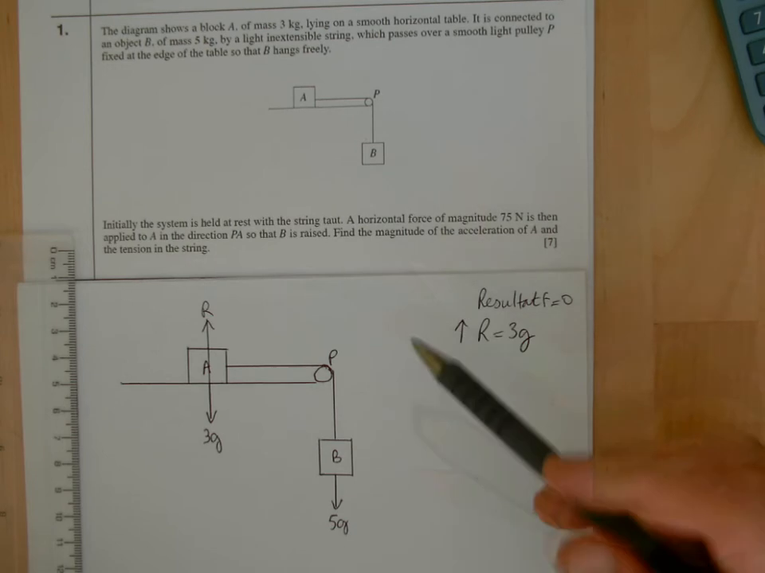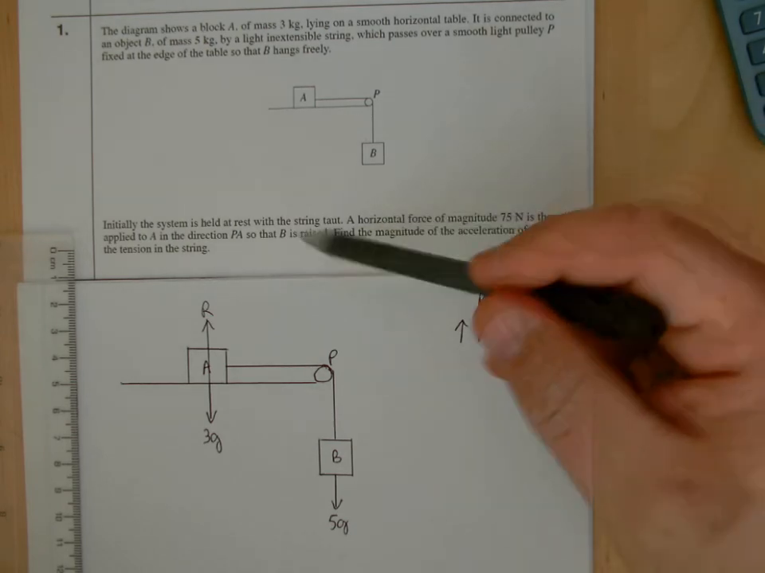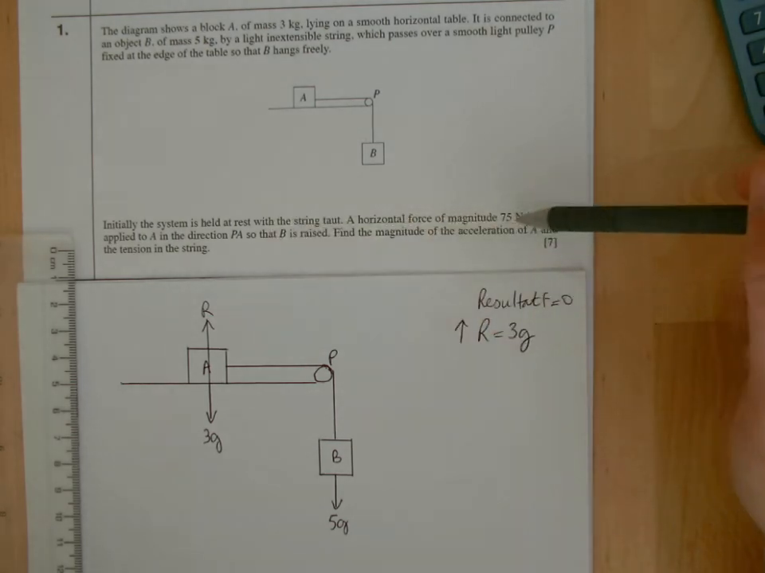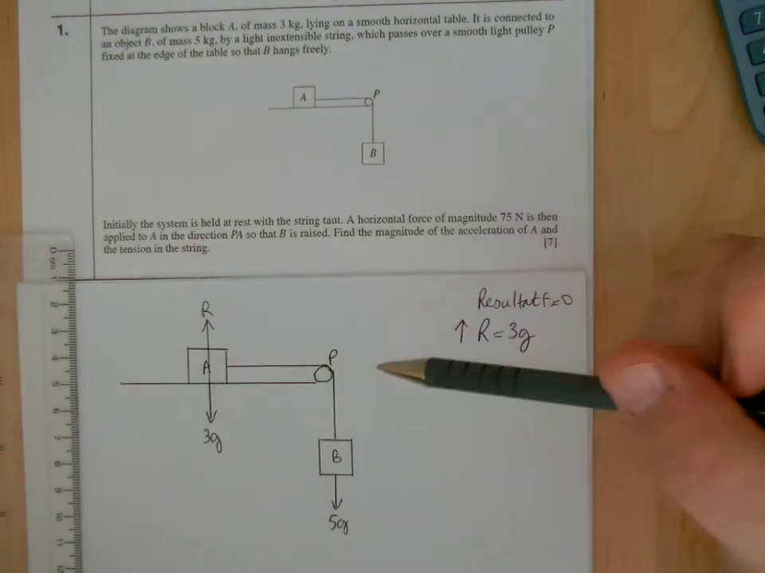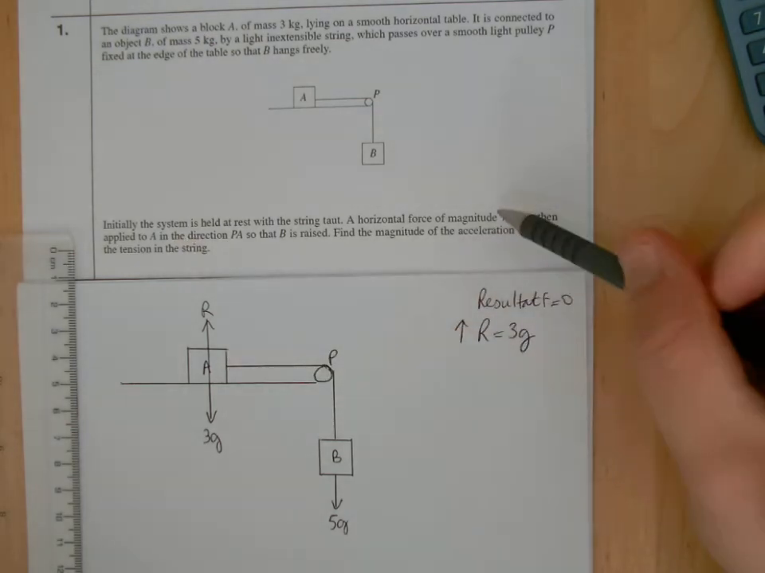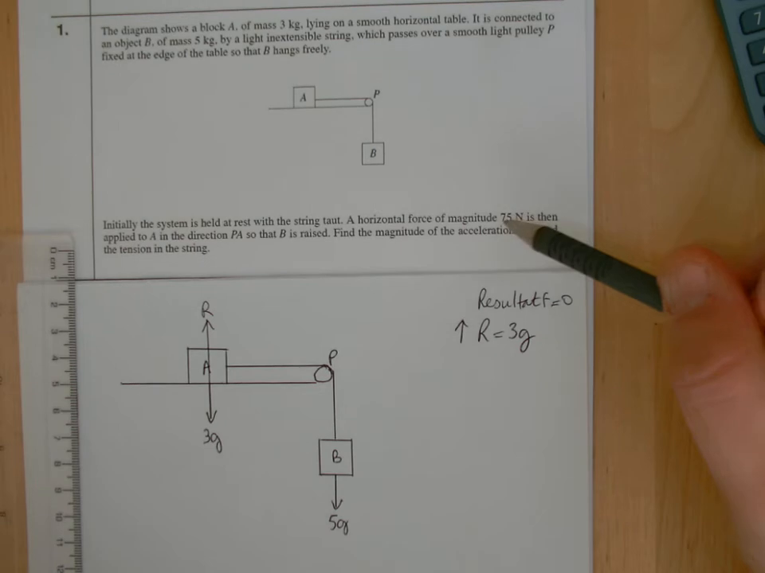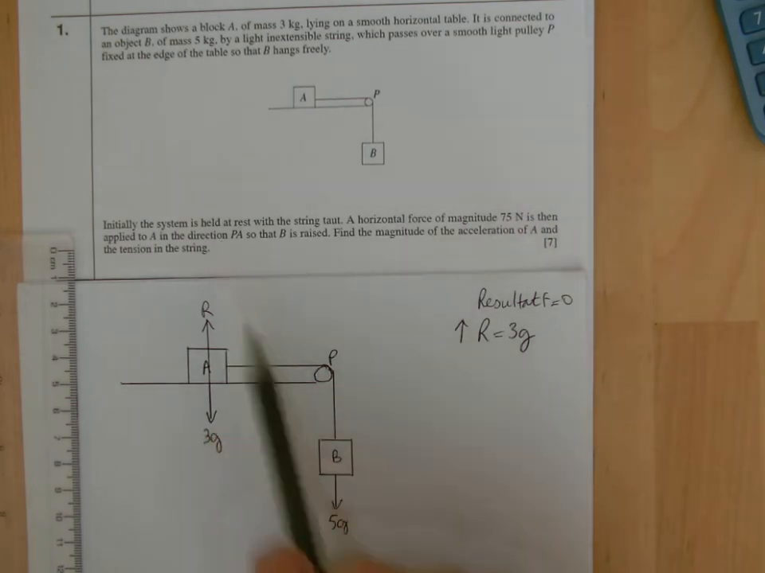But if you read this question, it says that a horizontal force of magnitude 75 newtons is then applied to A. So object A has a force applied to it of 75 newtons. So it's being pulled, right? The question is in which direction? Well, it says in the direction PA.